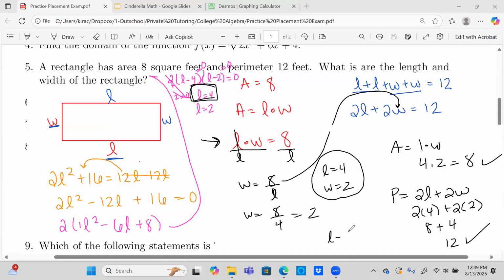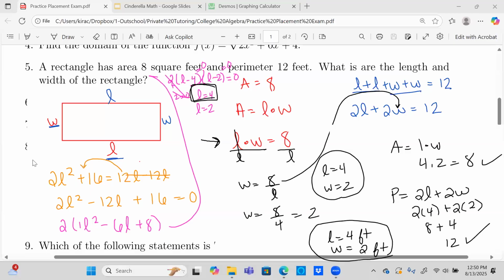So the length is 4 feet and the width is 2 feet. They could be switched and it would still work. So if you have length of 2, width of 4, that's fine. And yes, we probably could have just guessed that and gotten it right, but that's the formal way to do it.